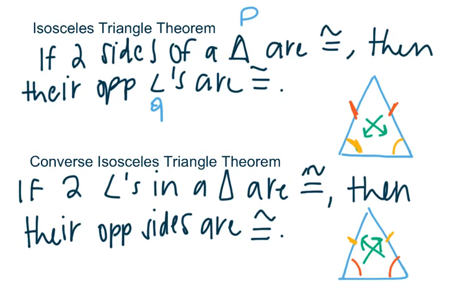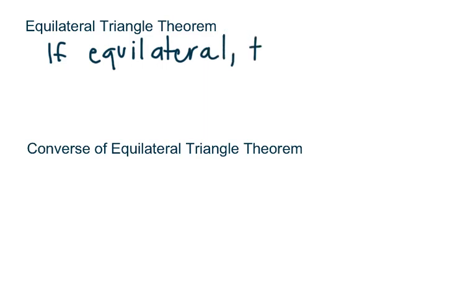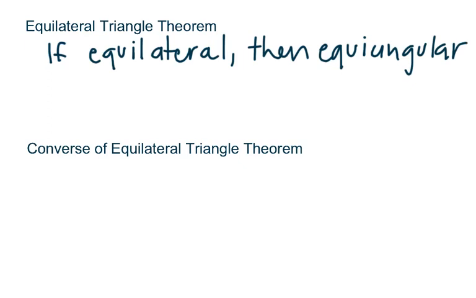Alright, and the last property we're going to look at is the Equilateral Triangle Theorem. And this is very similar to our Isosceles Triangle Theorem. So our Equilateral Triangle Theorem is just going to say if we are equilateral, which just means that all of our sides are the same, then we are also equiangular, which is just going to mean all of our angles are the same.